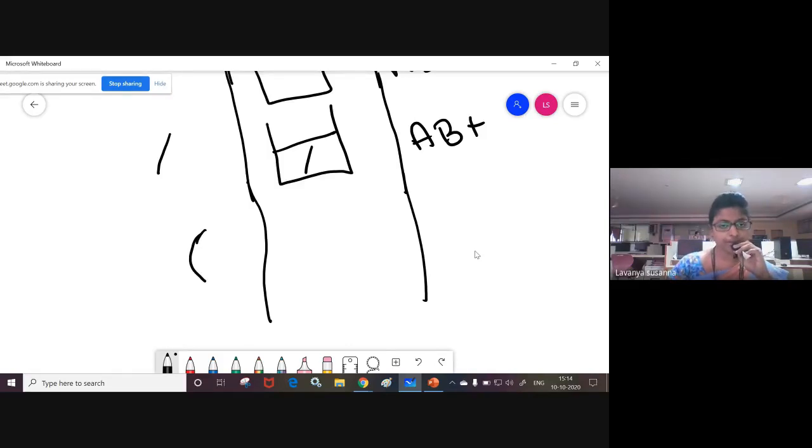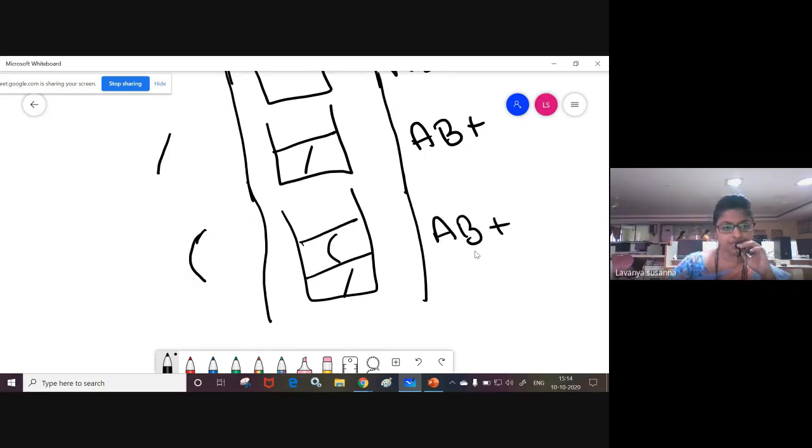Actually, if you got an operator, you need to compare the precedences. But if you got open bracket, don't compare anything. Just push it. This is an operator only, but this is open bracket. If you got open bracket, don't compare anything. Simply just push it. Divided by, and then just push it. Push. And write down AB plus, same as the previous one.